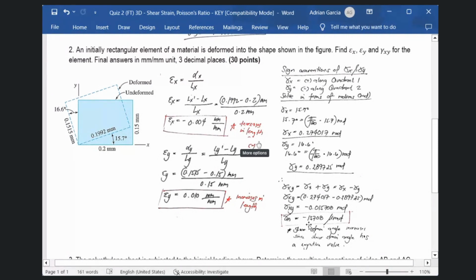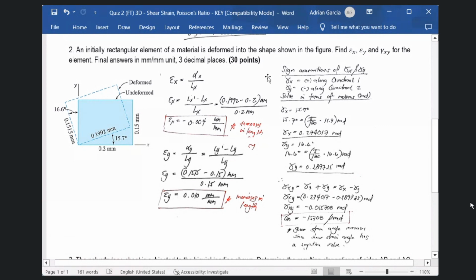The answer cannot be positive, because if it's positive, these two got reversed, or possibly you just added them, or you did a different formula relation. As it says here, the shear strain angle increases since the shear strain angle has a negative value. Okay, that is for number 2. Is number 2 difficult? That's number 2.